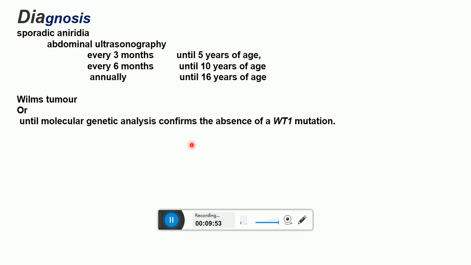Diagnosis: all patients with sporadic aniridia should have abdominal ultrasonography every 3 months until 5 years of age, every 6 months until 10 years of age, and annually until 16 years of age to detect the development of Wilms tumor, and until molecular genetic analysis confirms the absence of WT1 mutation.